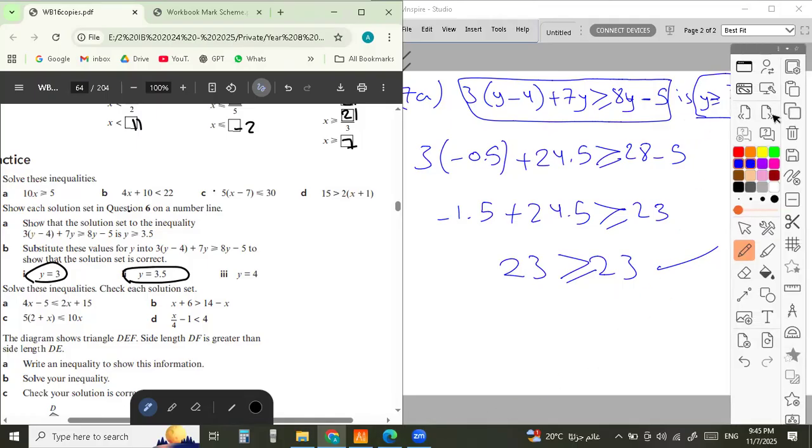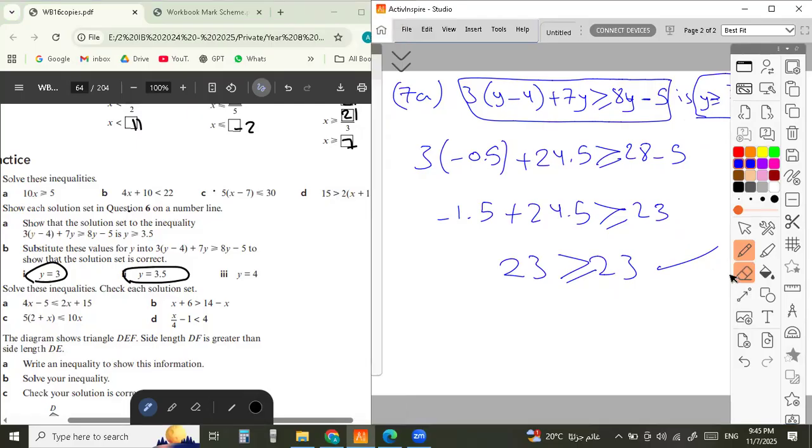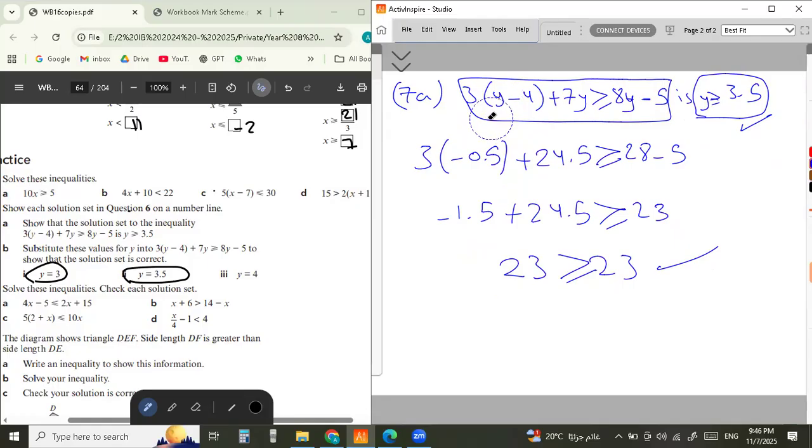The last one over here that you need to try is the 4. You're going to follow the same technique exactly. Remove the y and write 4, and remove the y there and write 4. You're going to find that you have here a number that is greater than or equal to the number on the other side. And this will show that it is part of the solution set and the solution set is correct.